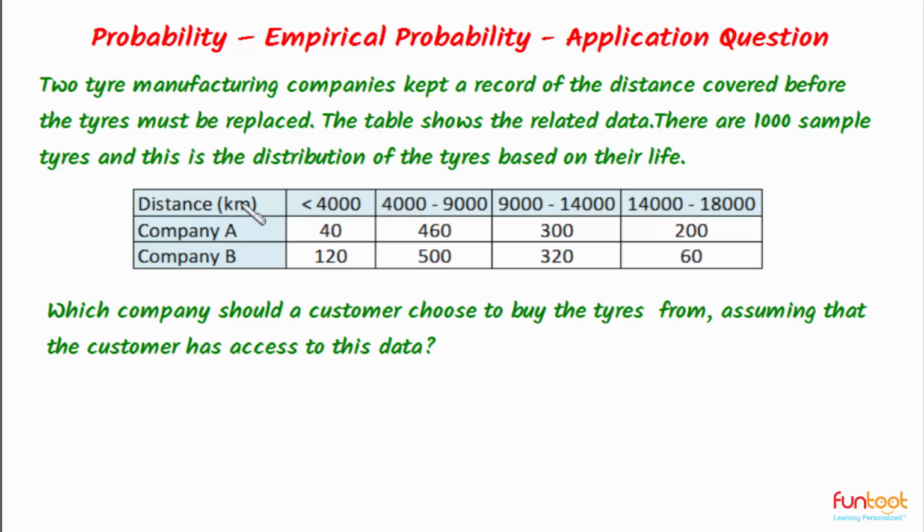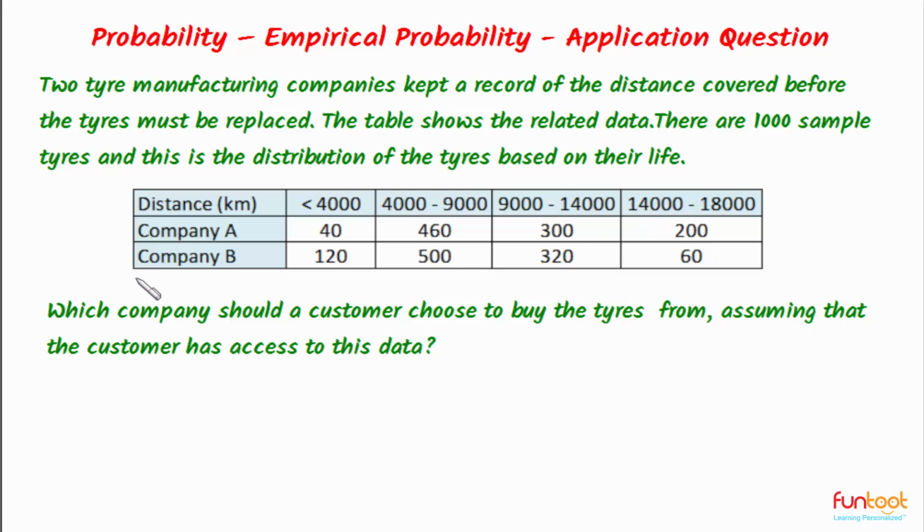In the first row we have distance in kilometers. Then in the second and third row we have the data for company A and B. So in the first column we have tires which needed replacement before covering 4000 kilometers were 40 for company A and 120 for company B. Then between covering 4000 and 9000 kilometers, number of tires which needed replacement for company A was 460 and that for company B was 500. Like this we have data.